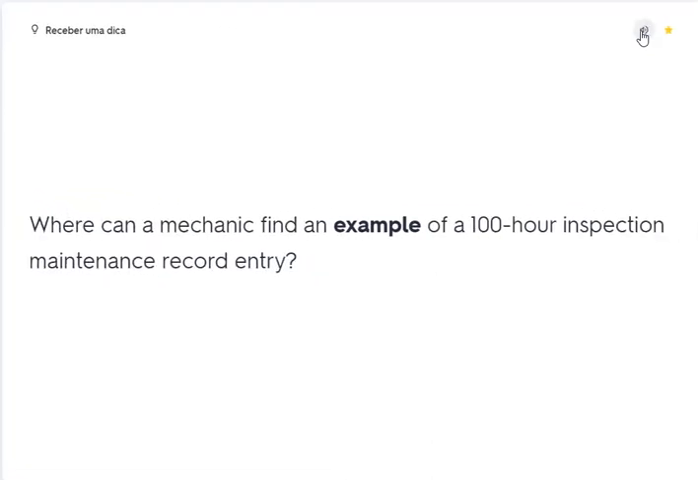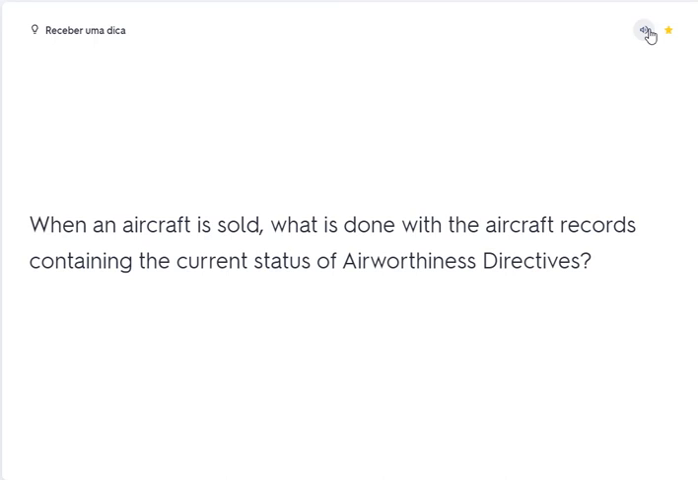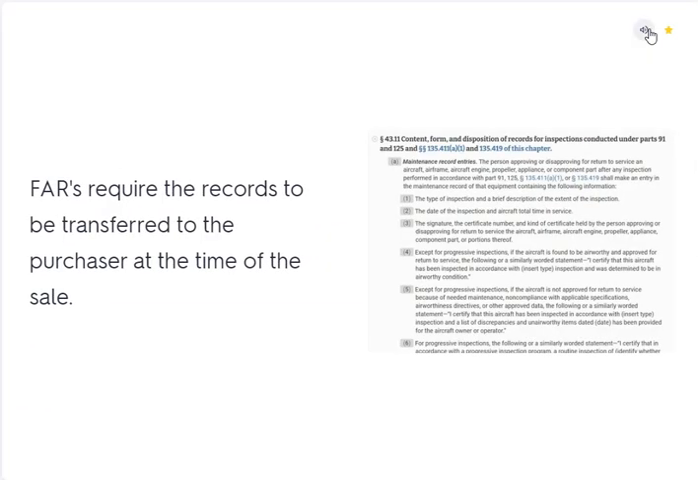Where can a mechanic find an example of a 100-hour inspection maintenance record entry? FAR 43.11. When an aircraft is sold, what is done with the aircraft records containing the current status of airworthiness directives? FARs require the records to be transferred to the purchaser at the time of the sale.